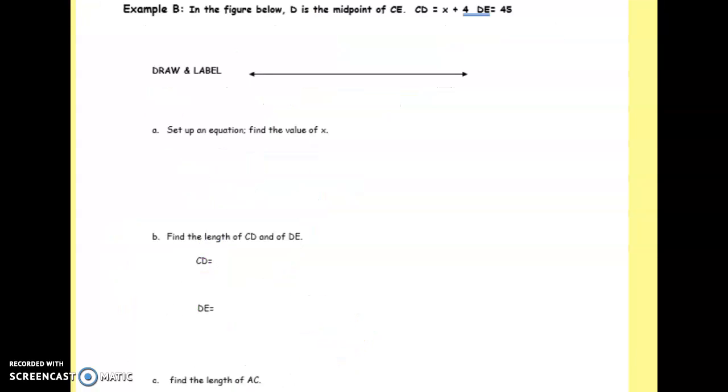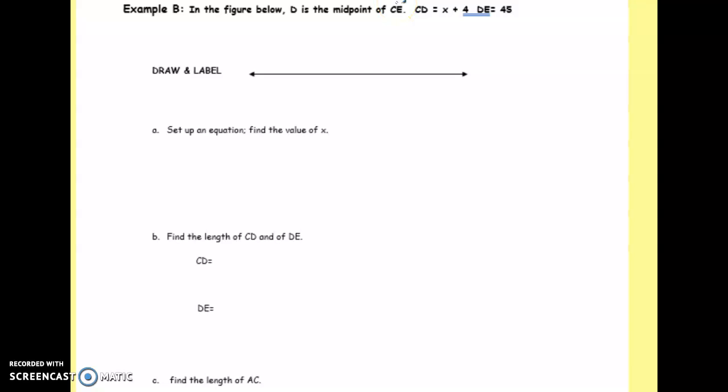All right, let's take a look at one more example together. And again, these are going to be set up very similar to your practice problems for today. So the first task we're going to do is draw and label. Looking at the information, it says D is in the middle of CE.